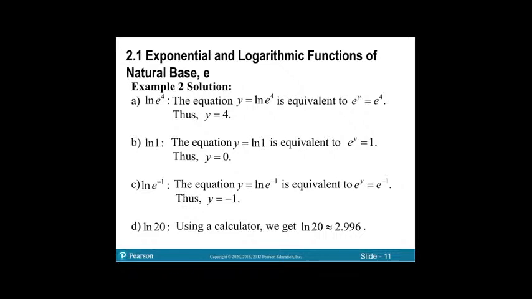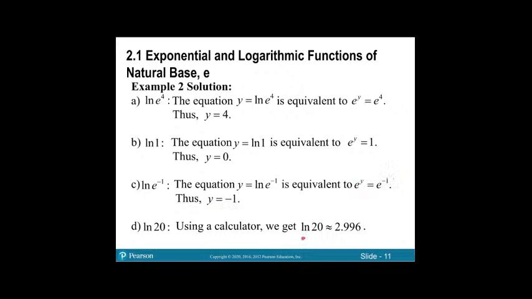So remember, natural log of e to the 4 is the same as log base e of e to the 4. If we wrote this in exponential form, that base e is going to swing. So then we'll have e to the y equals e to the 4. And this is only going to be true if y equals 4, right? Again, this is going to be the same as e to the y equals 1, right? And that's only true if y is 0. This one's going to be e to the y equals e to the -1. This is only going to be true if y equals -1. And then using a calculator, you get that one.